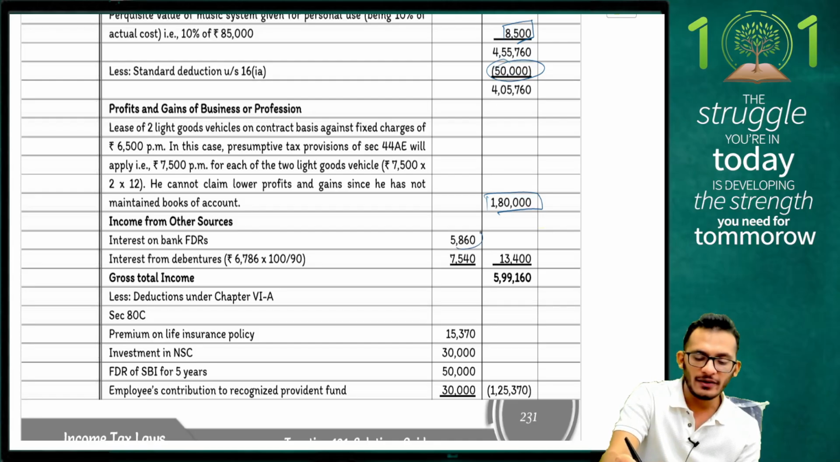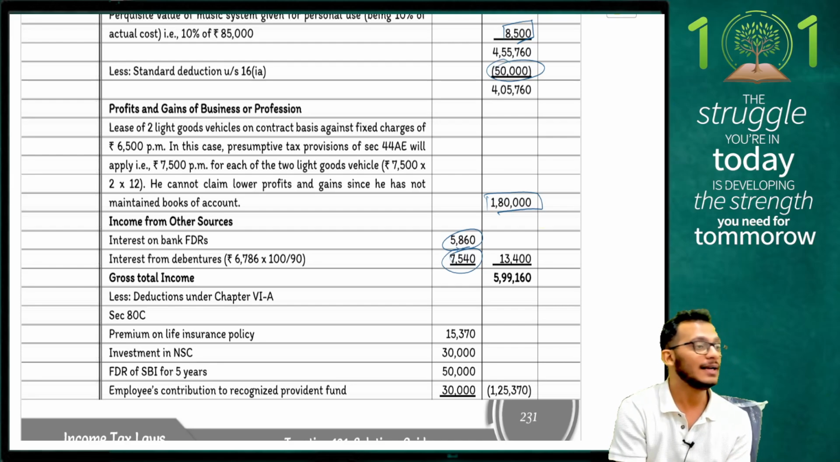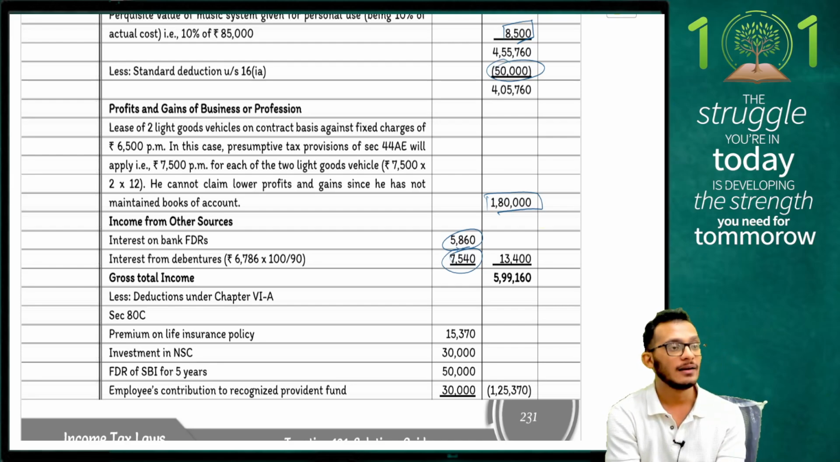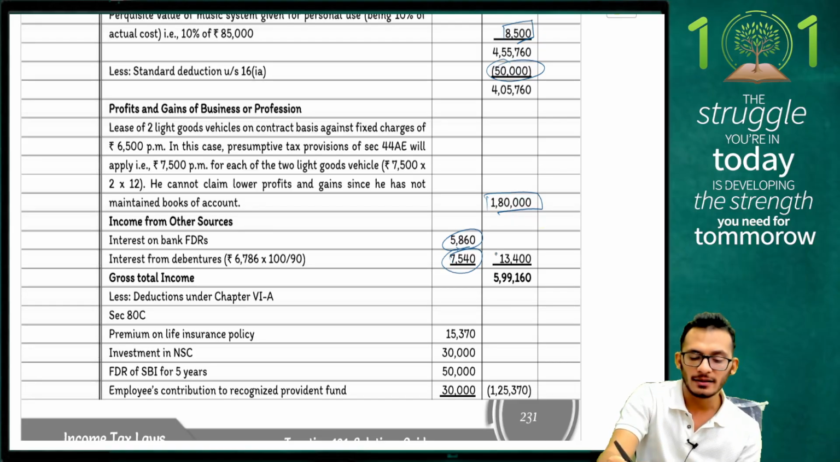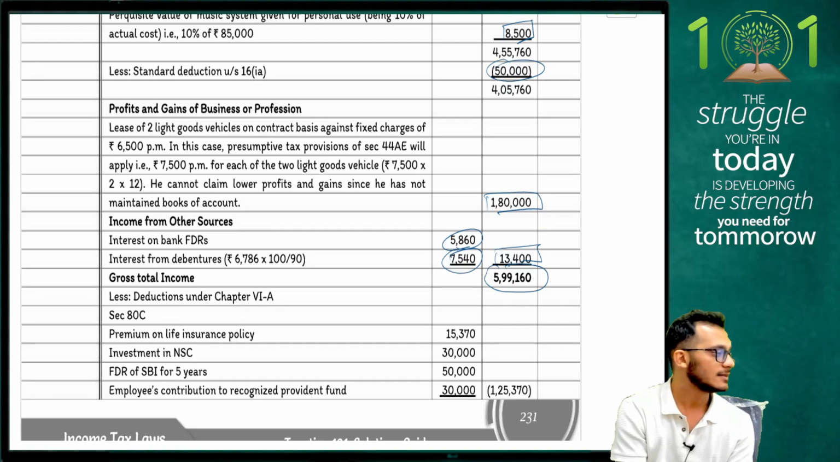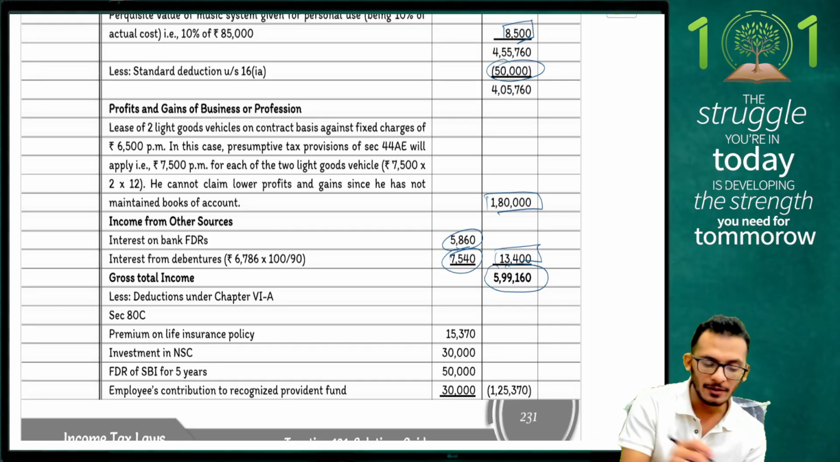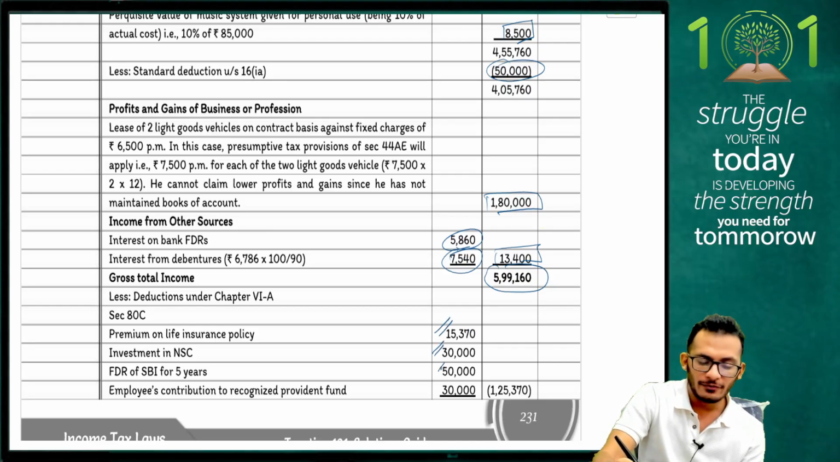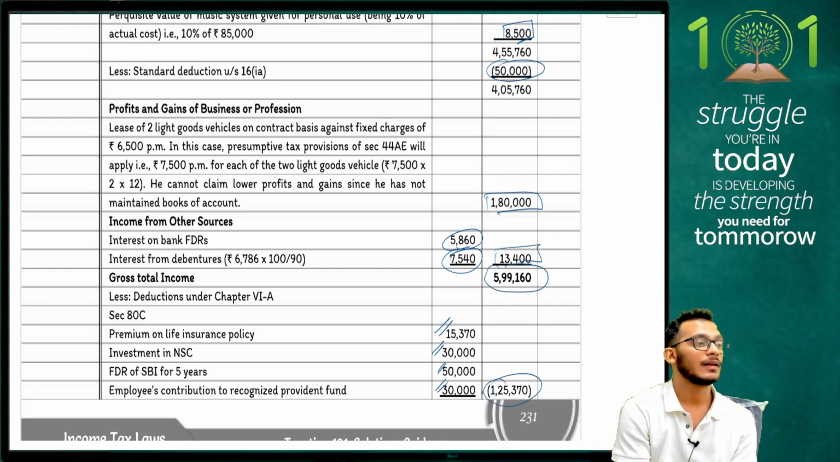Income from IFOS, the 5,860 is taxable as it is. The other number was grossed up for 90% to get the answer as 7,540. Therefore, IFOS income became 13,400. My total gross became 5,99,160. Started claiming my Chapter VI-A deductions. In it, I had the life insurance policy, NSC, FDI, employee's contribution, which became 1,25,370, which is less than 1,50,000.